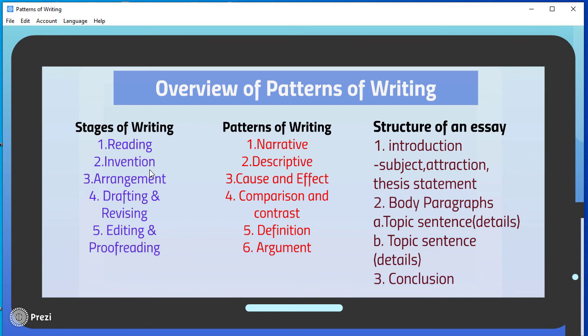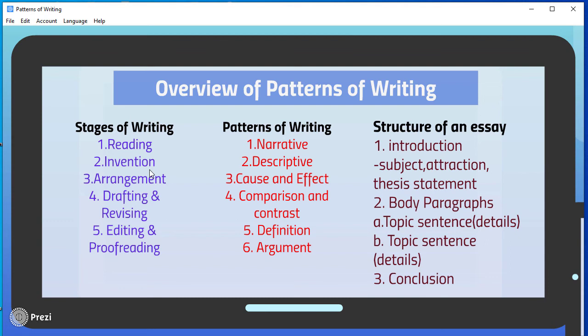So if you're asked to describe the place that you like most, then you need to describe something. While describing, you need to describe the characteristics of a person. You need to describe physical characteristics of a person or place or things.